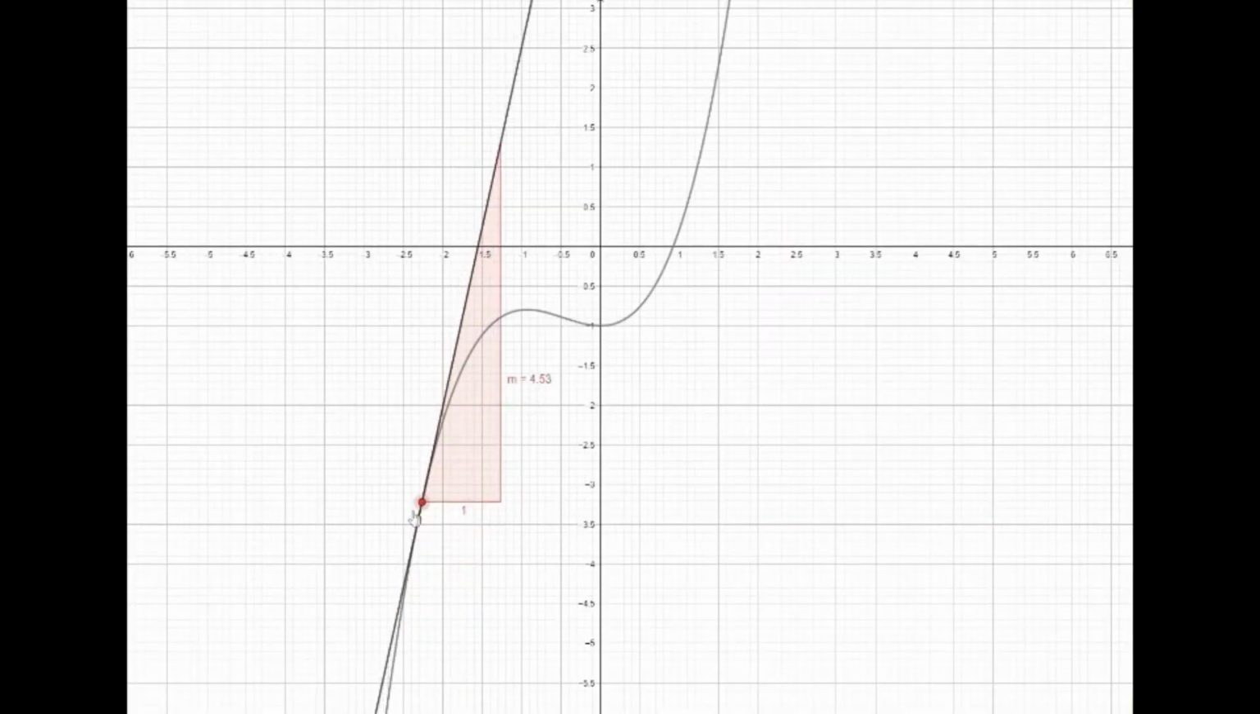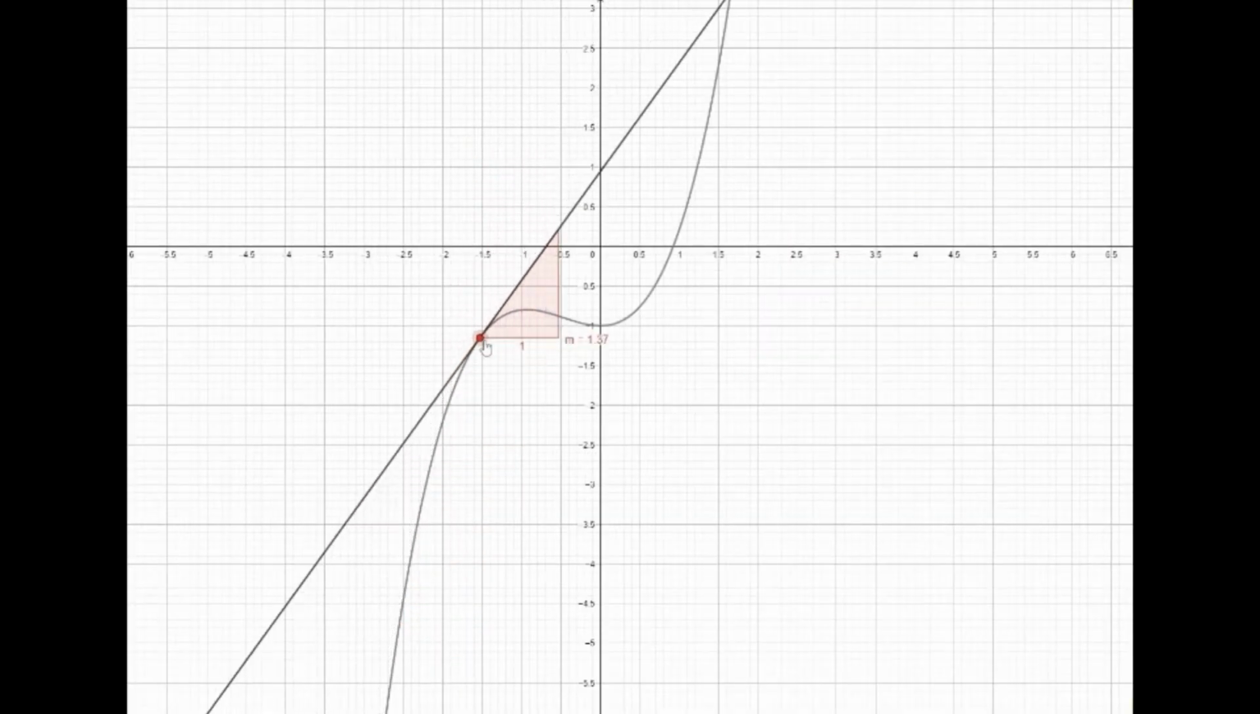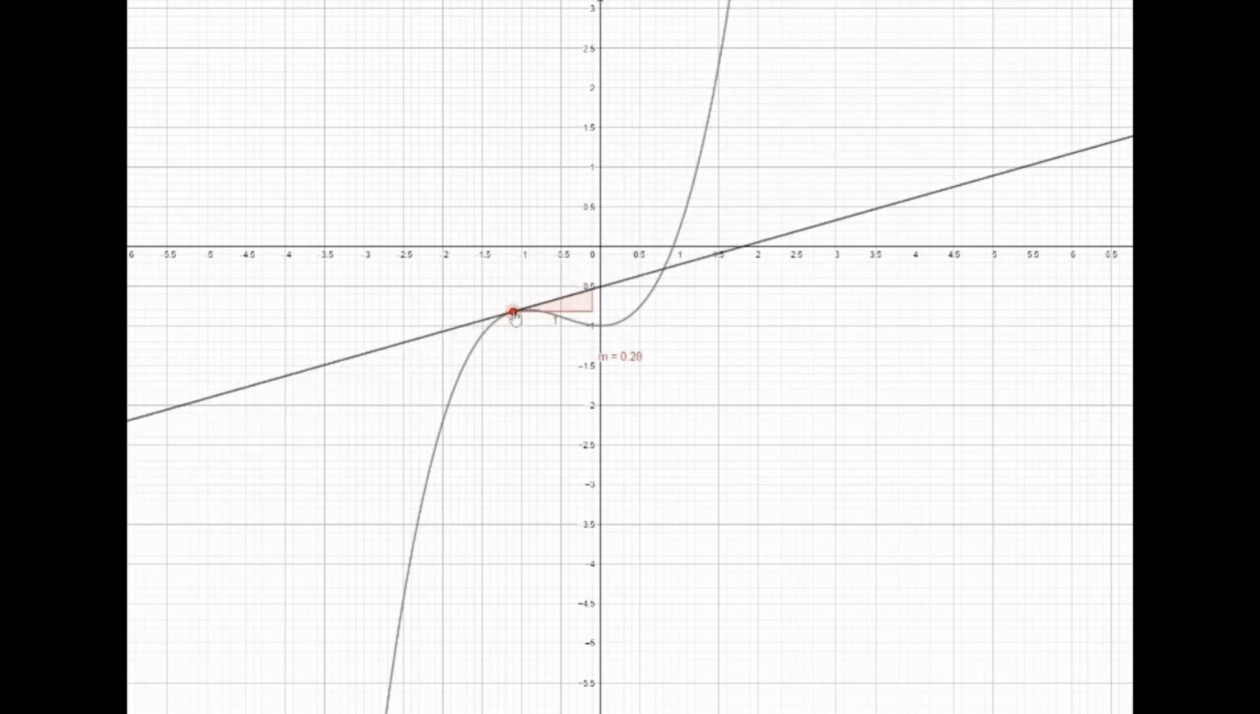Here's another curve. We're just going to have some fun observing the gradient at different points here.